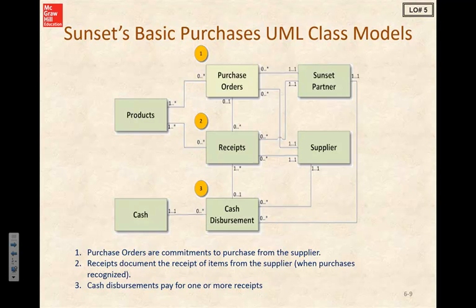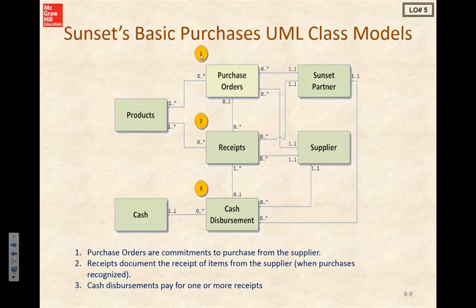So now that we've reviewed the purchase procedures here of Sunset Graphics, let's go ahead and model it out in a UML class diagram. And remember, we're going to do this in our REA format, resources, events, and agents. Okay, and we also have our multiplicities mapped out here.